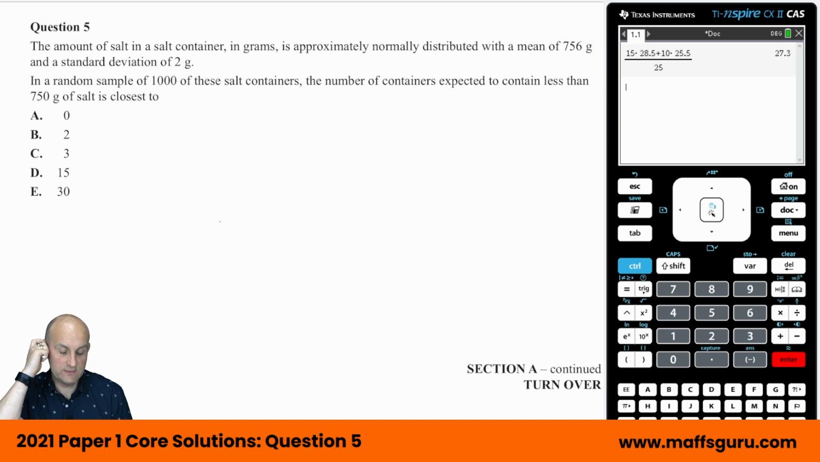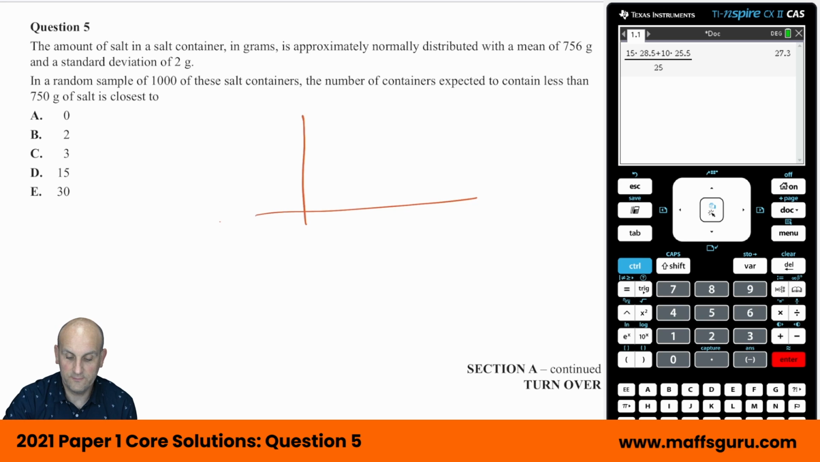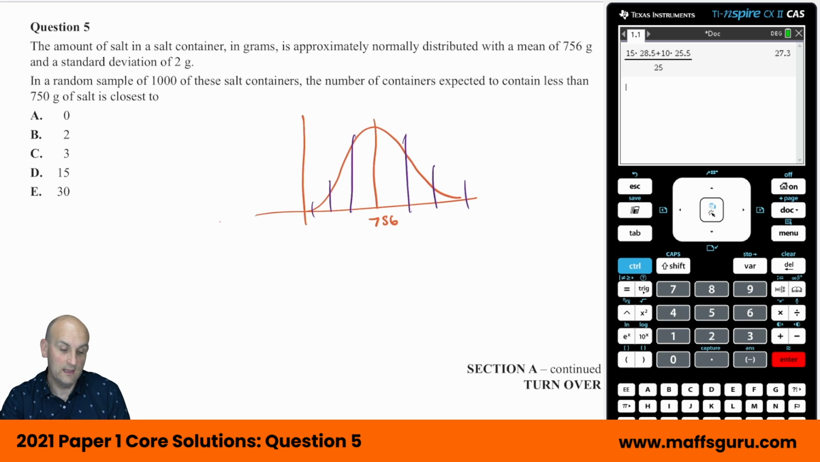The amount of salt in a salt container in grams is approximately normally distributed. Right, so as soon as I see that, I draw myself a normal distribution, and then I put my mean of 756, and then I split that into 3 sections. I tend to make them fairly wide simply because my handwriting is pretty big, and a standard deviation of 2 grams. All right, so 756, 758, 760, and 762. So 756, 758, 760, 762, and then 754, 752, and 750.